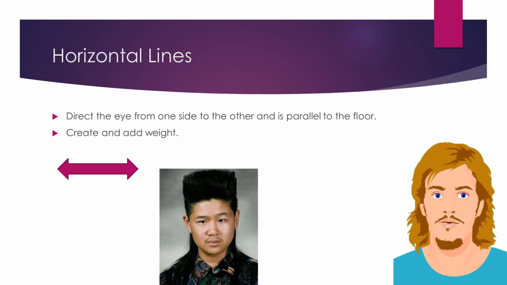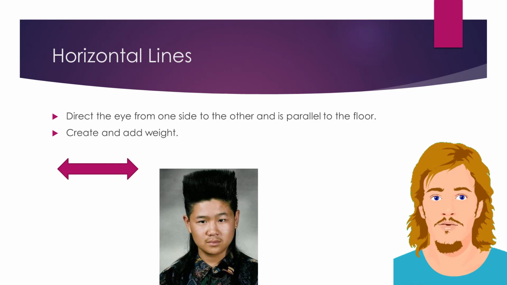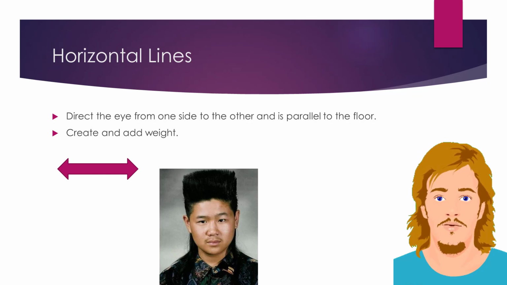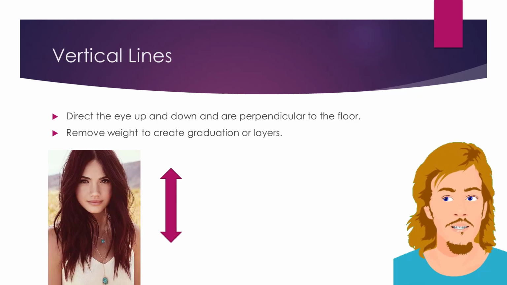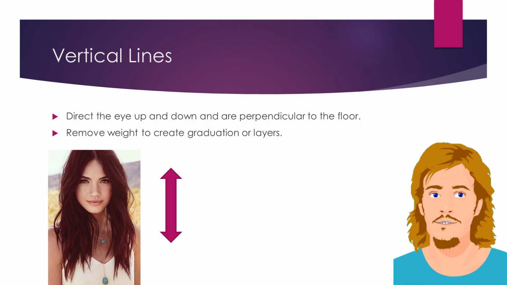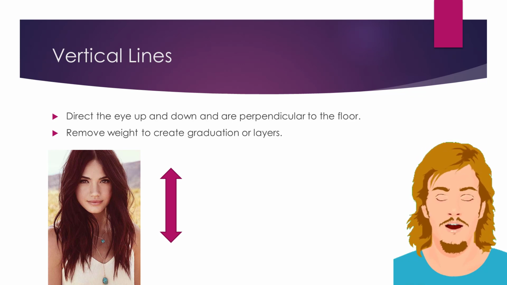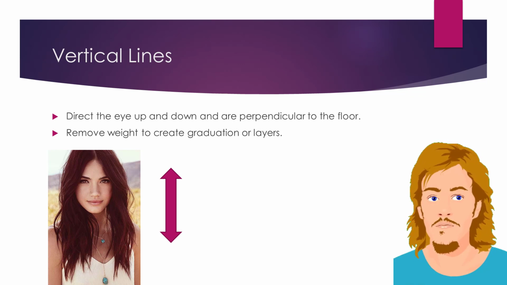Horizontal lines direct the eyes from side to side and are parallel to the floor. Horizontal lines are used in haircutting to create and add weight. Vertical lines direct the eye up and down and are perpendicular to the floor. Vertical lines are used in haircutting to remove weight and to create graduation or layers in the design.